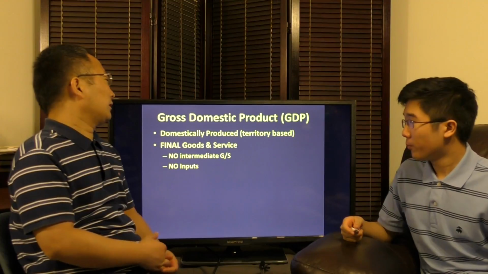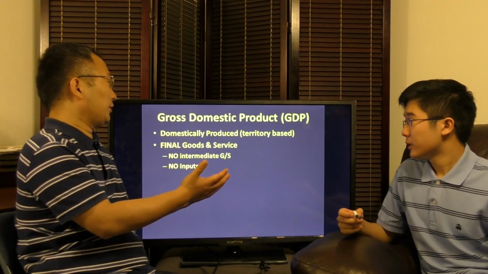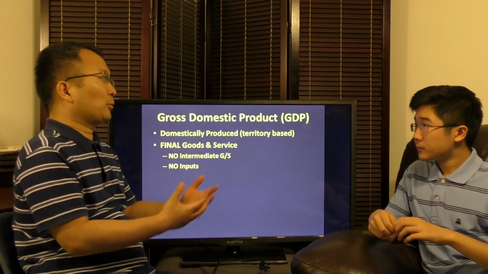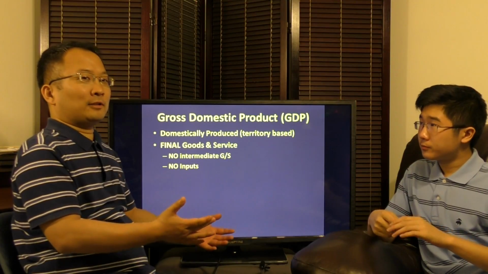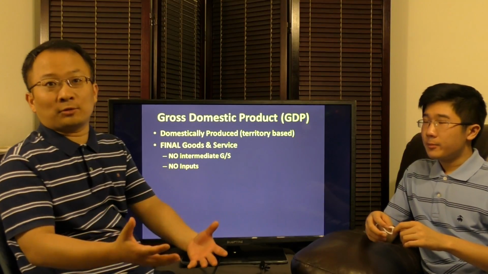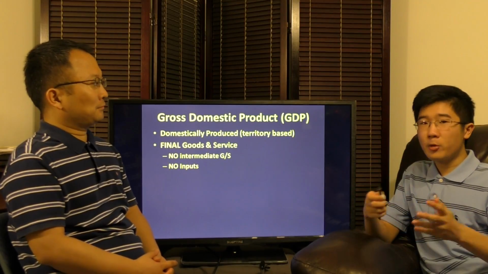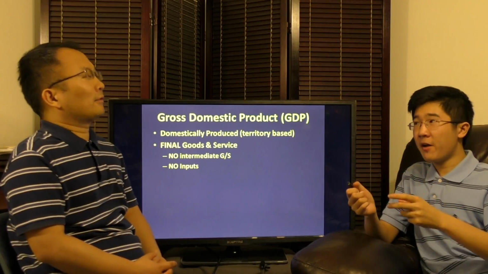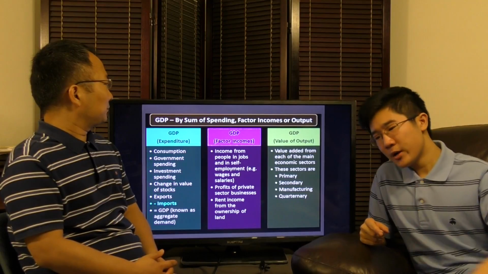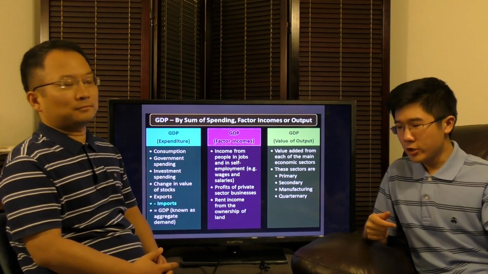That's pretty straightforward. For example, we only calculate durable goods like automobiles. We don't calculate the steel price, although steel is an input for the automobile, because if we count the steel price and the automobile price, which contains the steel price, we're counting the steel price twice.